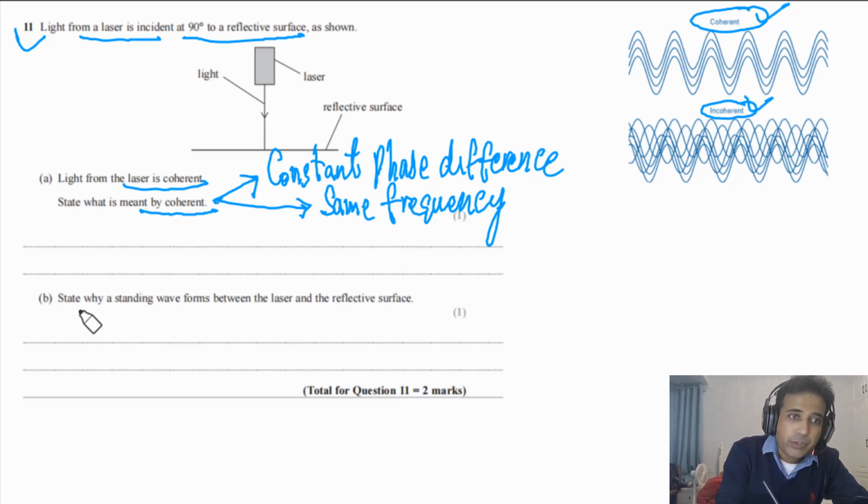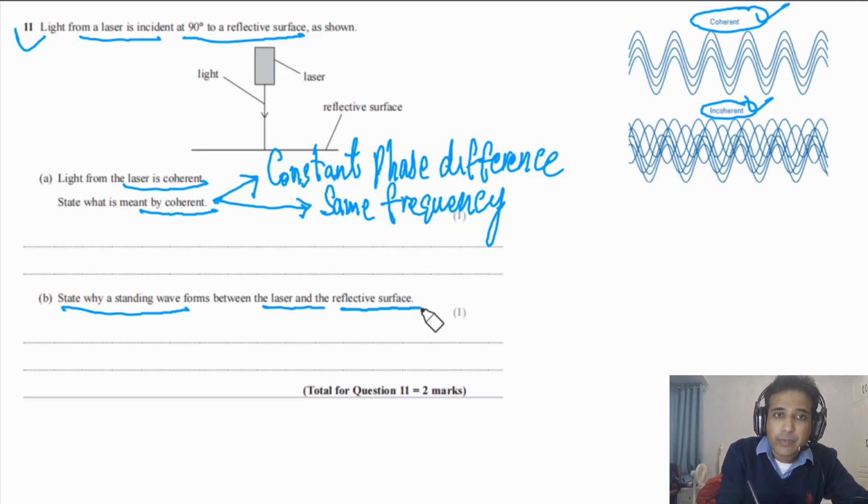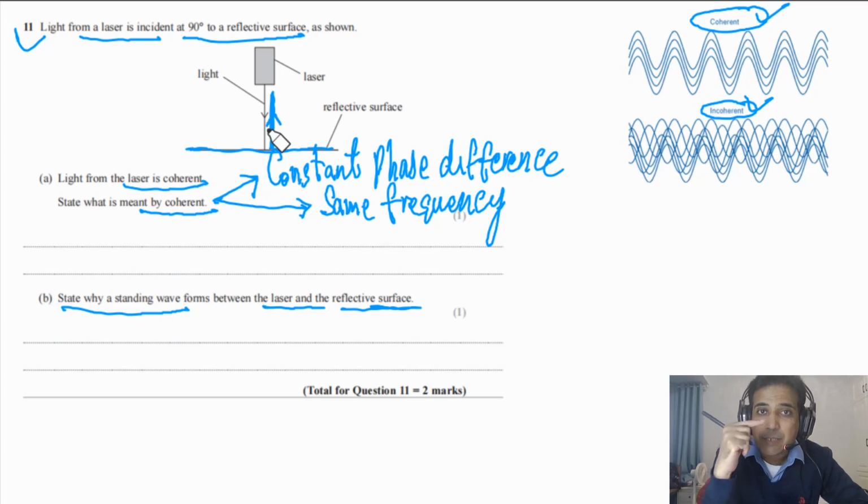For part B, we need to state why a standing wave forms between the laser and the reflective surface. So here we have the reflective surface and here we have the laser. In this case we need to understand that when the waves strike the surface, they will reflect back. This is the first thing you need to understand. When they reflect back, they will meet with the incident wave and they will form a stationary wave. Before we answer this question, we need to understand a few points.